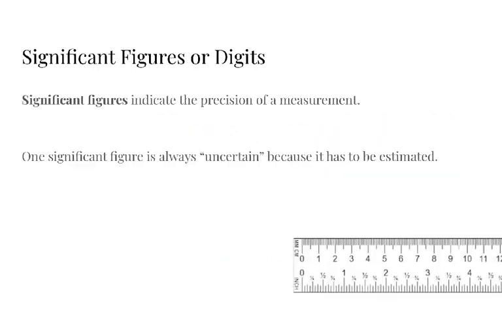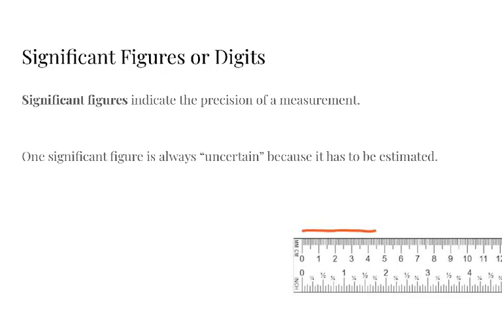So what does this have to do with significant figures, also called significant digits? Significant figures indicate the precision of a measurement. And in any measurement, one of those significant figures is always uncertain. It has to be measured or estimated.